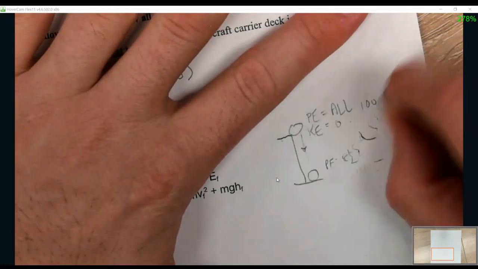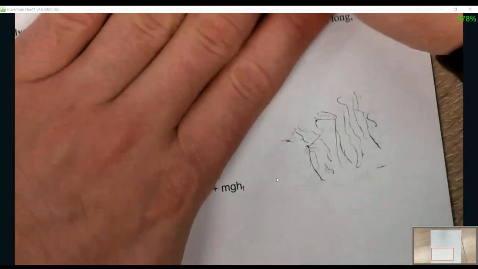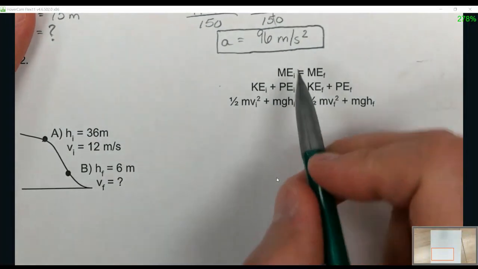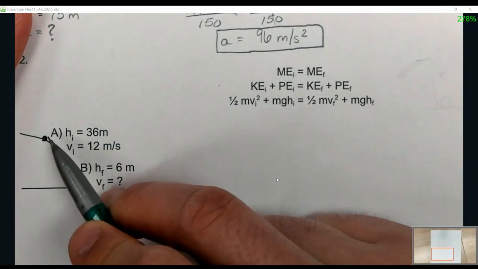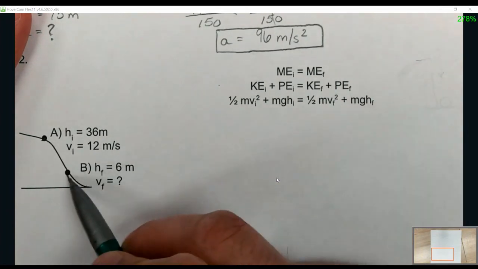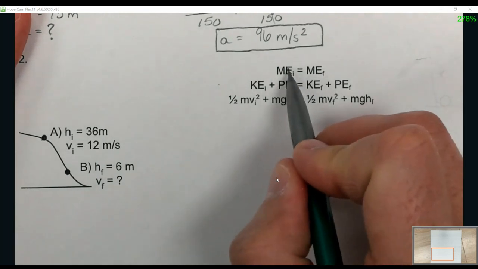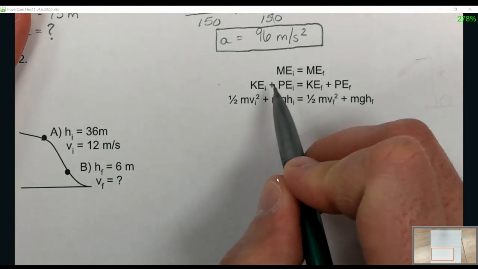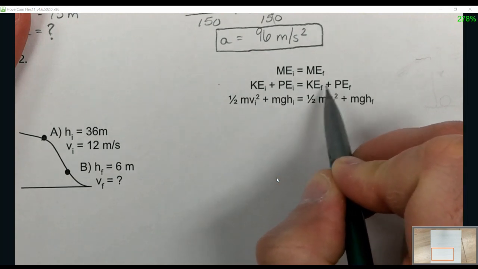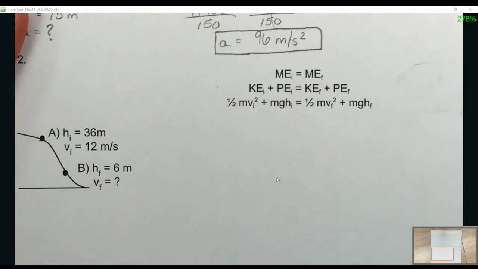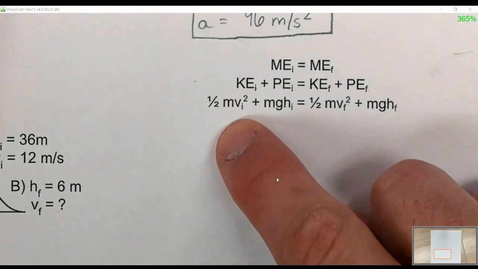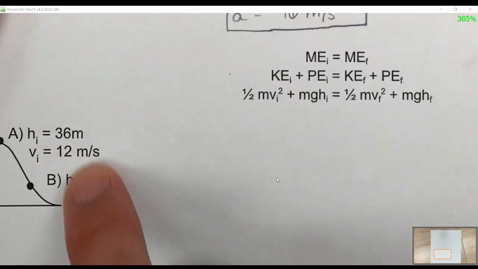So what we are doing is you're given the big equation here. The total energy initially is going to equal the total energy final. So how do we break that down? The mechanical energy is the kinetic energy initial plus the potential energy initial equals the kinetic energy final plus the potential energy final. It breaks down into this long equation because kinetic energy is 1/2 mv squared. They say VI because this is the initial, the initial velocity.